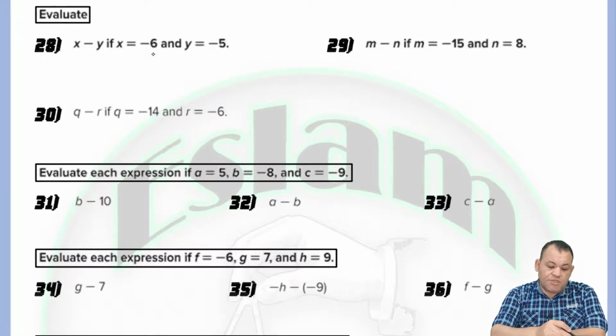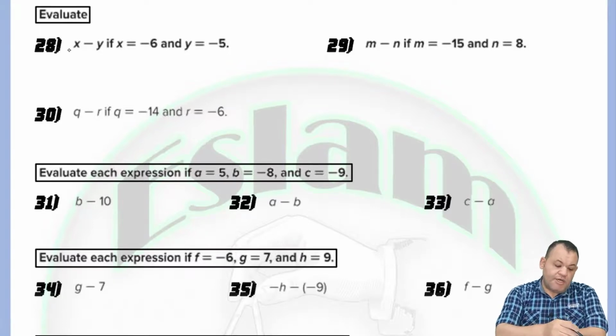If x equals negative 6 and y equals negative 5, I will start with x. X is equal to negative 6. When you find x, replace it with negative 6. Then write minus. Y is equal to negative 5. When you find y, just write negative 5. Don't say we have a minus, I will just write 5. Minus for the minus, but y is equal to negative 5.